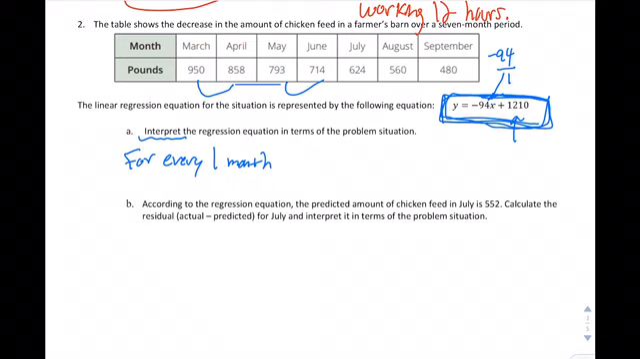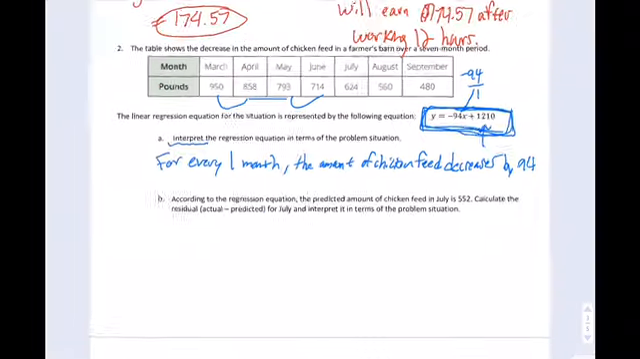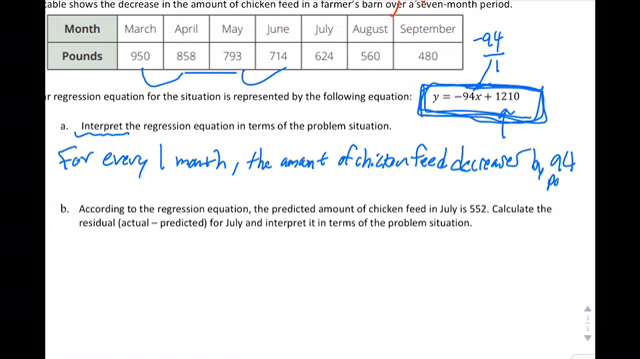we can tell that the months are increasing by 1. For every 1 month, the amount of chicken feed decreases. It's important to talk about increasing or decreasing when you're talking about the slope. Decreases by 94, I can say pounds. All right, so that's the slope. For every 1 month, the amount of chicken feed decreases by 94 pounds.